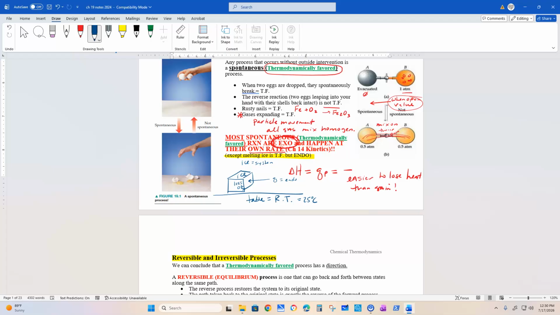I didn't have to do nothing. I just put a piece of ice on a counter and it's going to melt. You've all seen this before. You put ice in your cup of water. It's going to melt on its own because why? The water is hotter than the ice. It's still thermodynamically favored, but this is one exception where it's actually endo, but also thermodynamically favored.